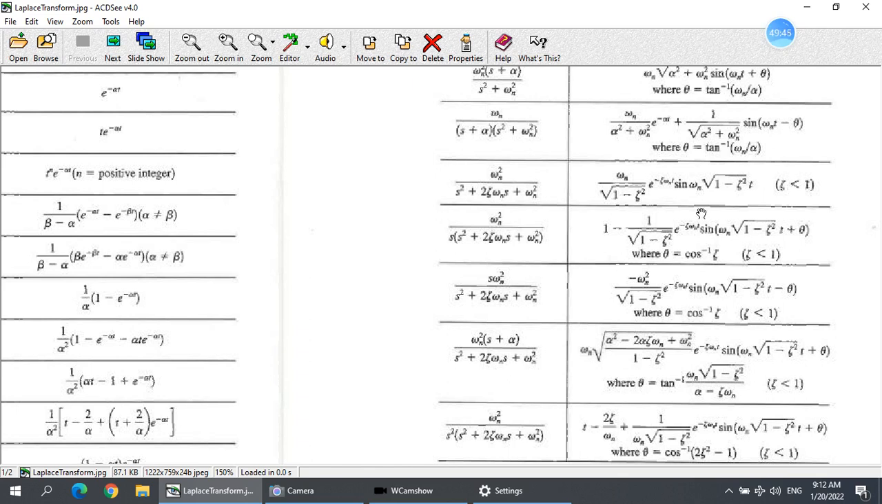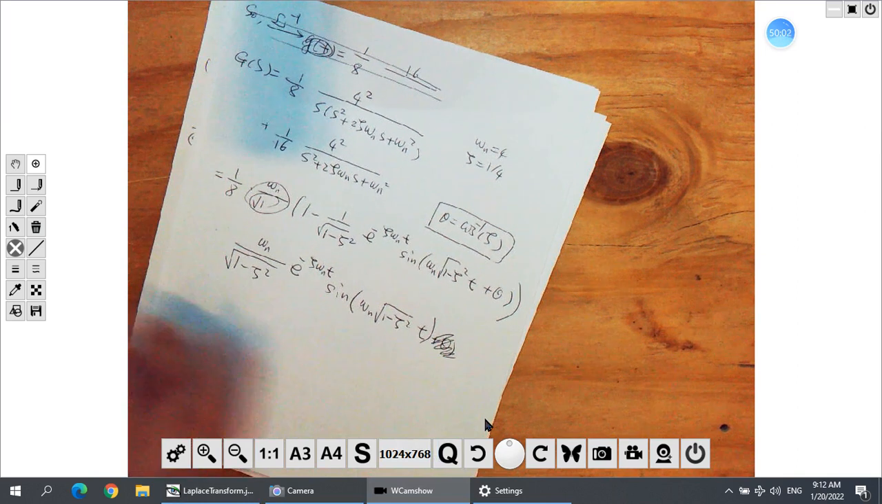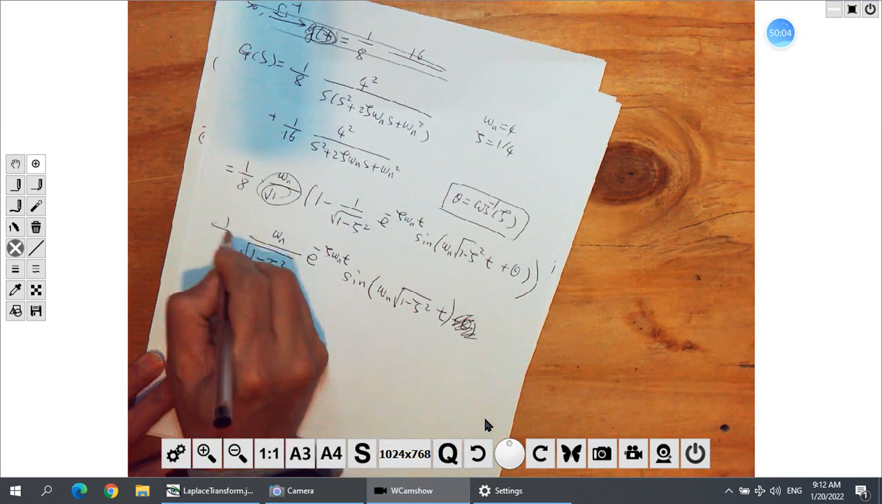If you divide by s, here you need to have a theta. If you do not divide it, here no theta. Okay, and zeta should be a value smaller than 1. Yeah, our zeta is 1/4. It's smaller than 1, right? Yeah, and the coefficient here is 1/16.